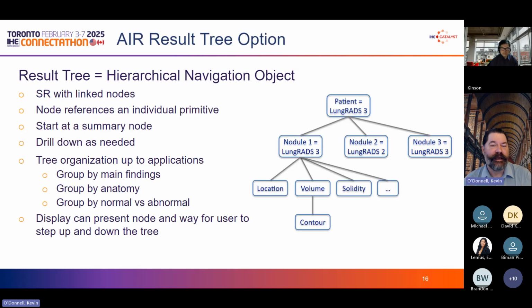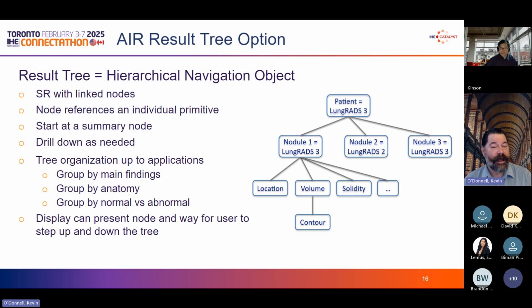So we introduced the result tree option, which is an extension for the AIR profile, where the result tree is a hierarchical navigation object. It's a very simple SR object with linked nodes. Here's a parent, it points to its children. Each of those children points to a finding and then to their own children. And so each node references an individual primitive. You can start at a summary node, and maybe that's the only thing your display presents to the user. In this case, there was a lung RADS assessment. The lung RADS came up with lung RADS 3 for the patient.